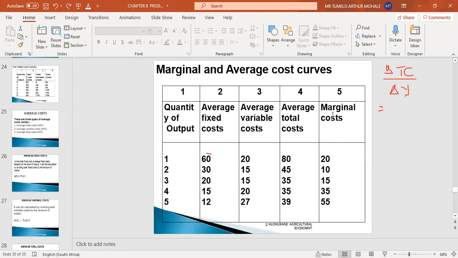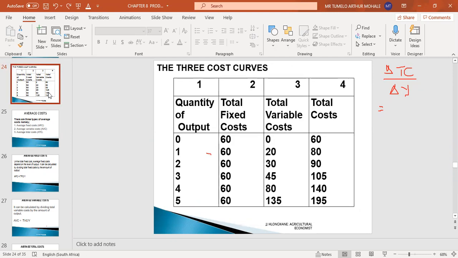But you know that marginal cost is calculated by doing what? By taking the change in total cost over the change in Y. So if we had the data like this one, the total cost, we say 60 minus 0 over 1 minus 0, we're going to get 60, right? And then for the second one, 80 minus 60, you will get what?